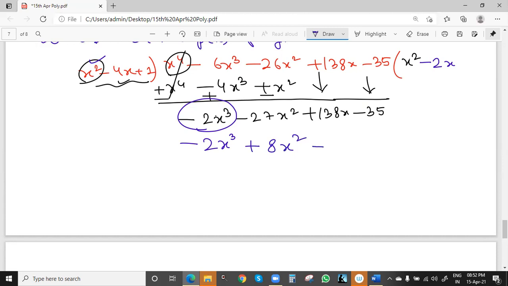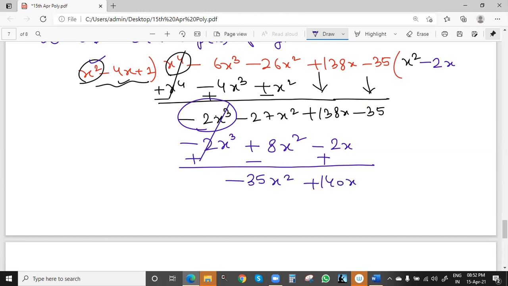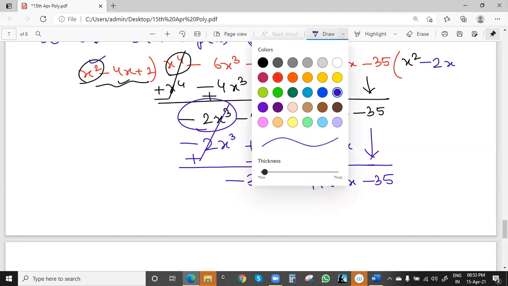Then 1 is also there, so minus 2 into 1, 2x. Here we can do subtraction, so plus and minus, and that we cancelled. This will be minus 35x square plus 140x minus 35. Right, minus 35. So what value can we take now? Final value, can we take it minus 35.